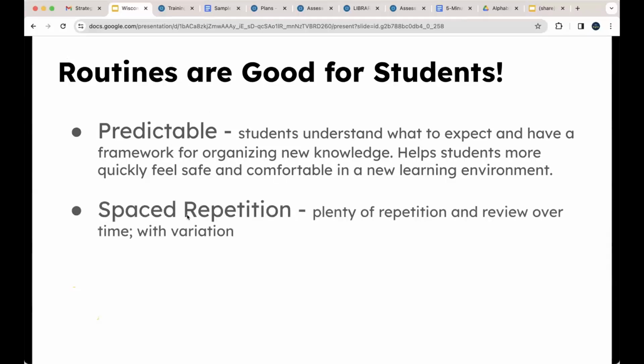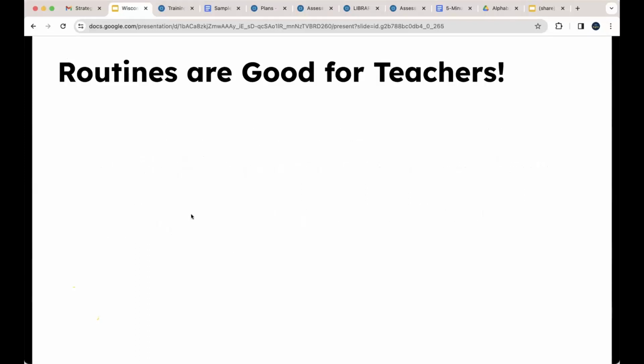Routines are great because they naturally introduce spaced repetition. So you're getting lots of repetition and review over time with variation. Research shows that instead of doing a lot of one thing in a block of time, it's better to do a little bit every day over an extended period of time. That's called spaced repetition. That's better for learning.